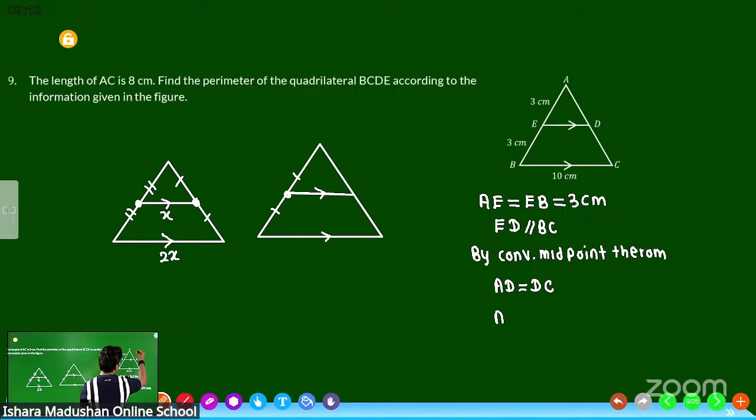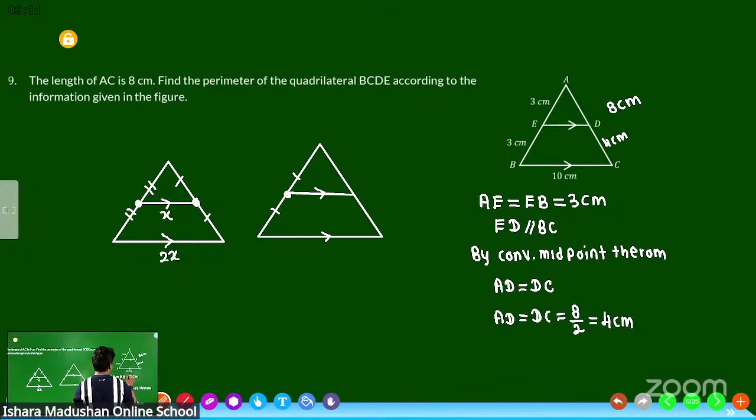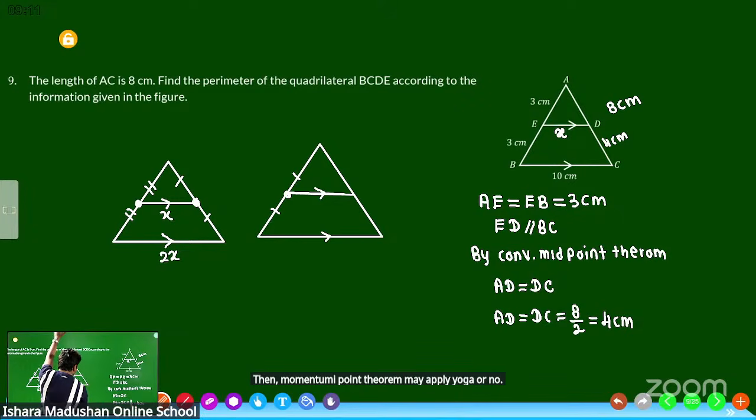Now we know AC is 8 centimeters. So AC is 8 centimeters, then AD equals DC equals 8 over 2, which is 4 centimeters. So this side is 4 centimeters. I have AD as 4 centimeters. Now I cannot find this length directly, so I apply the midpoint theorem.